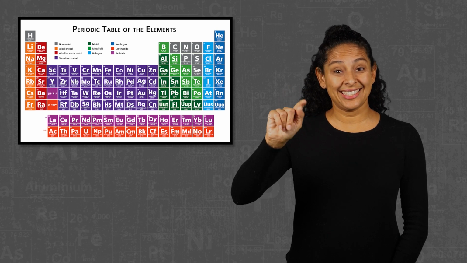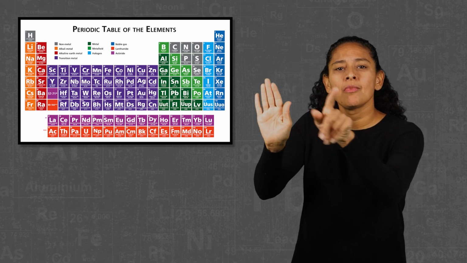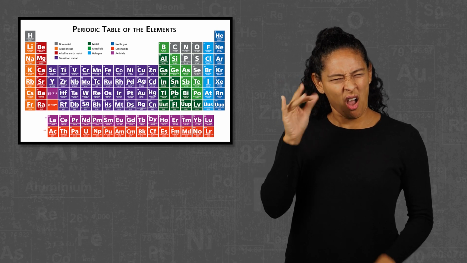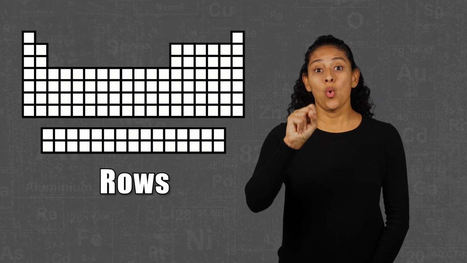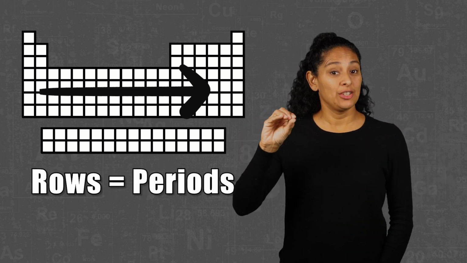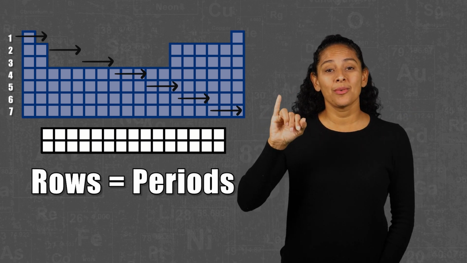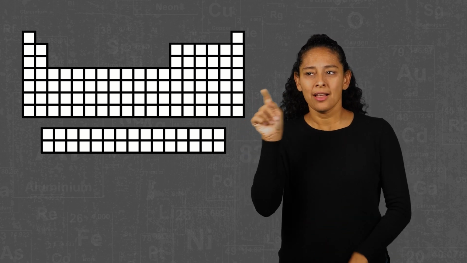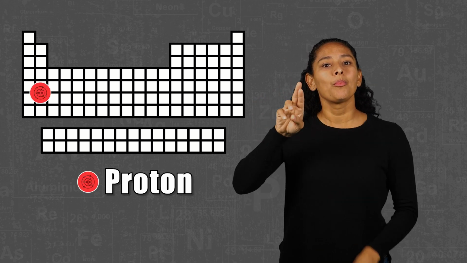There are different parts of the periodic table, and learning each part will help you better understand the different elements and why they are grouped together in specific patterns. Rows going left to right on the periodic table are called periods. There are 7 periods in total on the periodic table. Did you know that as you move from left to right on the table, each element gains 1 more proton?